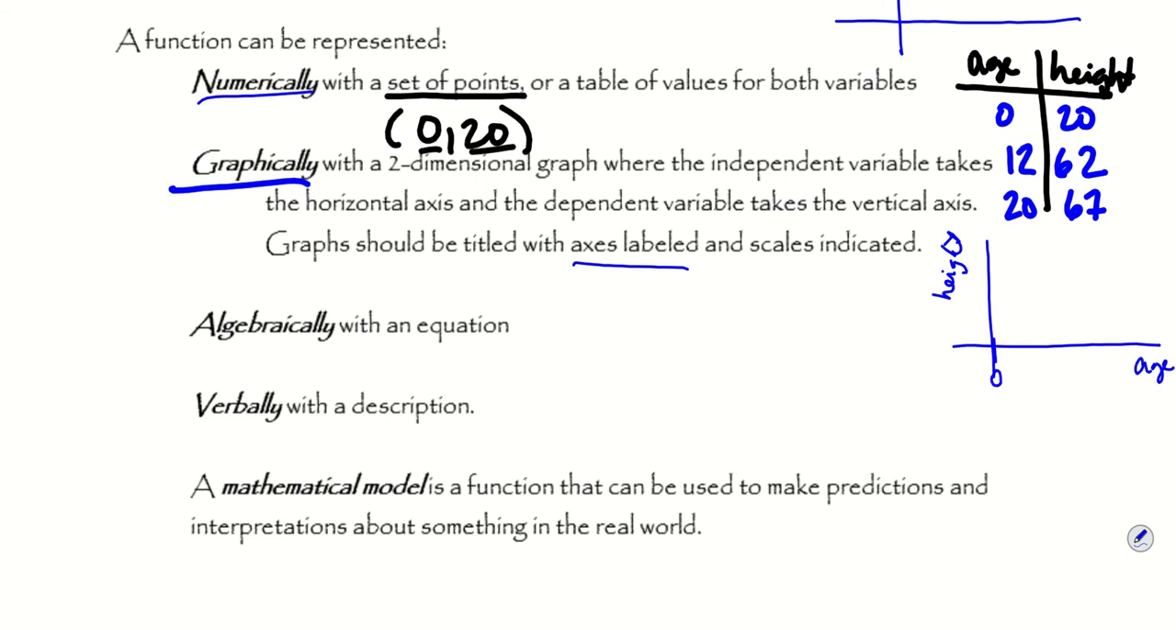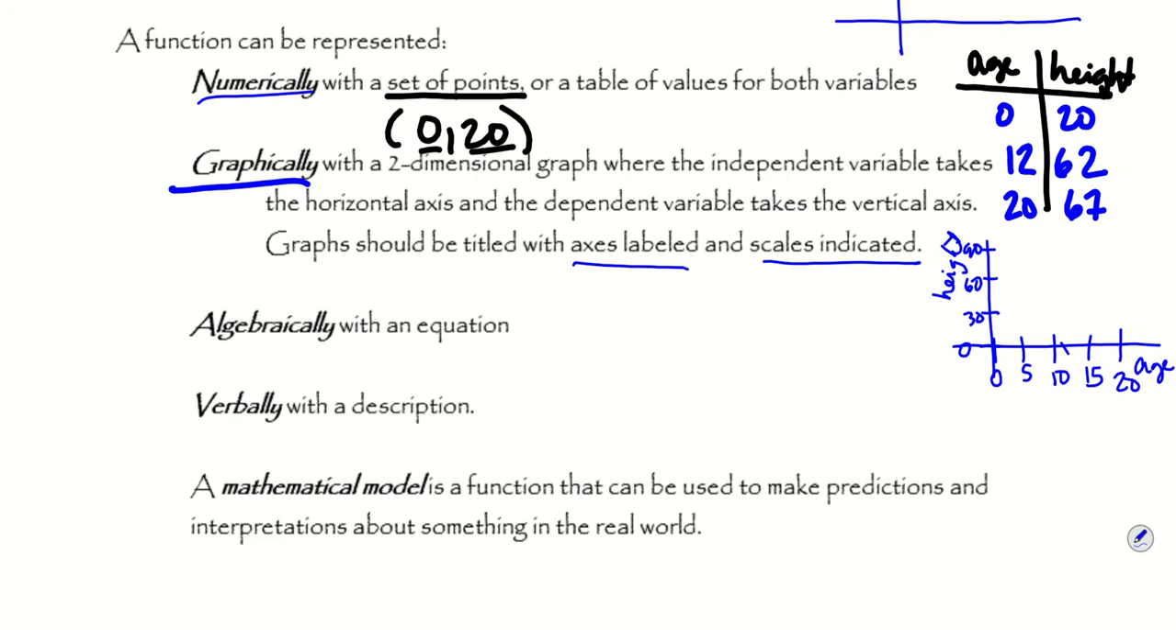We should also scale our axes. So I'm taking this from 0 up to 20. So halfway would be 10. This would be 5. This would be 15. And I'm looking at heights somewhere. I'm not going to have a height of 0, but from 0 up to, say, 90, where this would be 30 and this would be 60. So I have a graph, I have axes labeled, and I have scales indicated.